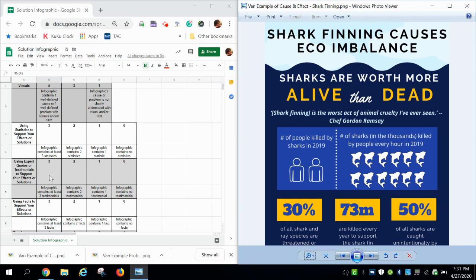The next area, using statistics to support your effects or solutions. And you should have at least three statistics. You've met the criteria. Remember, a statistic is anything that has a number involved that conveys information.